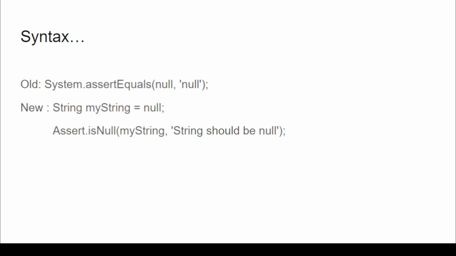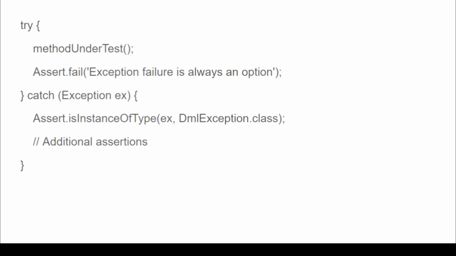The string should be null. This is an optional parameter that you can add or not, that is up to you. So Assert.isNull gives us a sense: is null, that means it would be true or it might be false depending upon the variable that we are using. Okay, so this is there.